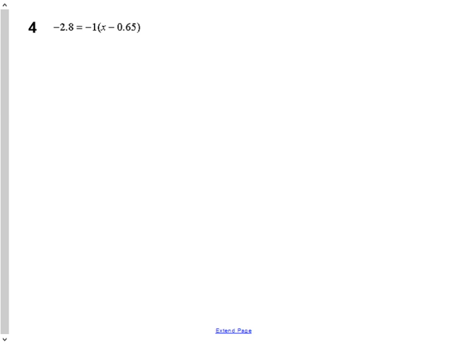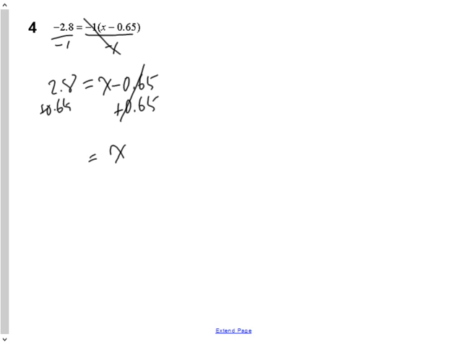Question 4, we'll use division first. Divide both sides by -1. x minus 65/100ths is equal to a positive 2.8. Add 65/100ths to both sides, and x will equal 3.45.